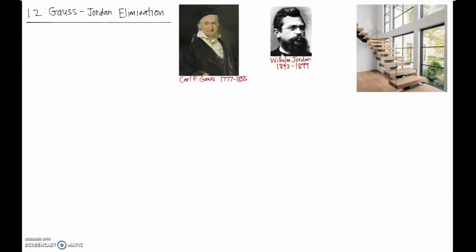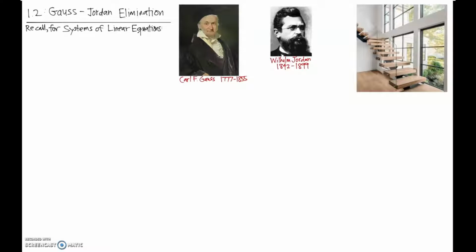This is a great section where we get to talk about Gauss-Jordan elimination, and we can't really talk about it without talking about who it's named for. This is Carl Friedrich Gauss. He's a German who comes up with the method, and then Wilhelm Jordan, another German, sort of improves on the method. And they're immortalized in mathematics for this method. Gauss is immortalized for a lot of other things in mathematics too.